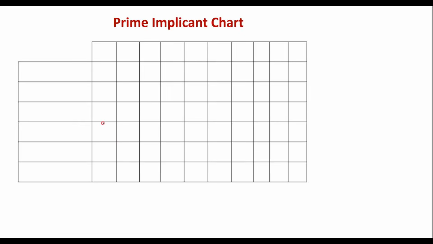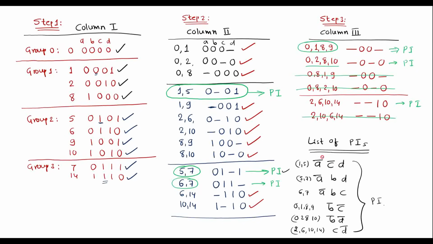The min terms given are those we are supposed to write here. The given min terms are 0, 1, 2, 5, 6, 7, 8, 9, 10 and 14. All the min terms will be written column-wise as I have written here, and row-wise we are supposed to write the prime implicants which we have listed. I will write all these prime implicants in the prime implicant chart.